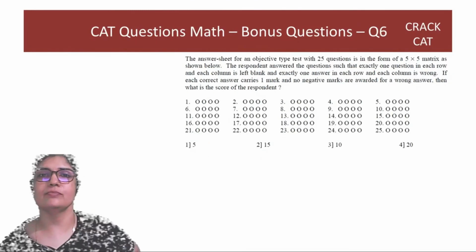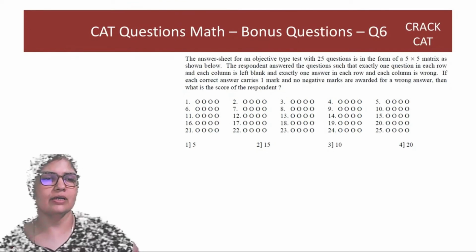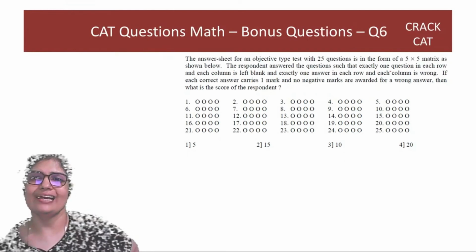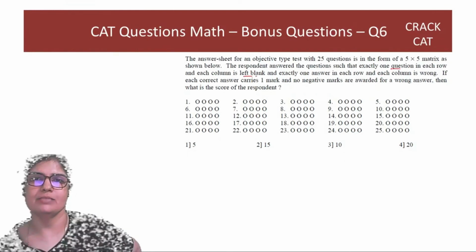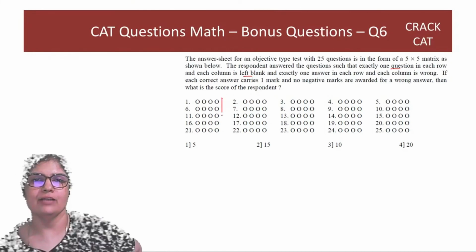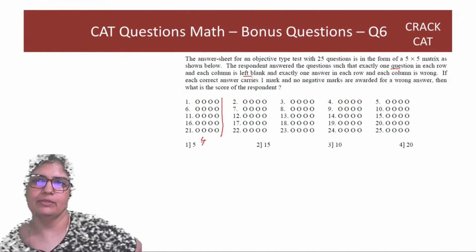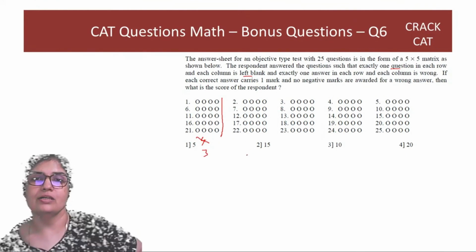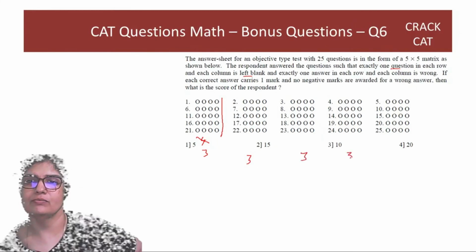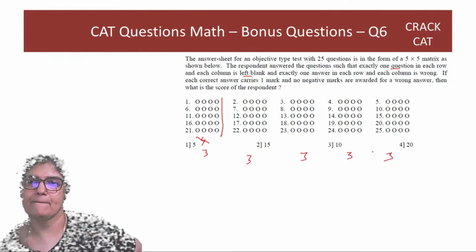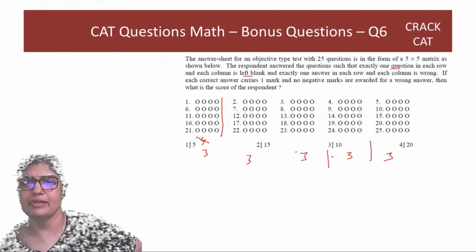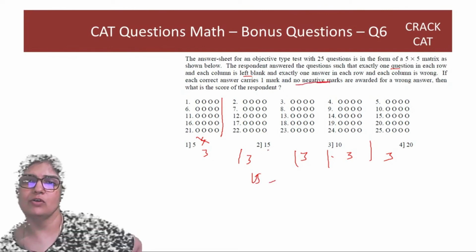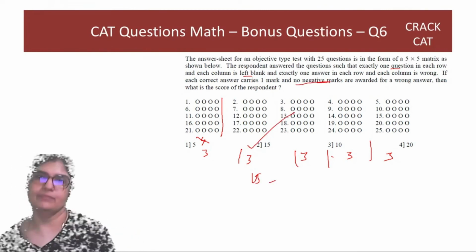Next question. The answer sheet for an objective type test with 25 questions. Exactly 1 question in each row and each column is left blank. So here, instead of 5, it becomes 4 attempted. And each row and each column is wrong. So this is 3, so each of these will give you 3. So they are mutually exclusive and exhaustive. You have attempted 15 questions, and no negative marks for a wrong. So the answer has to be option 15.